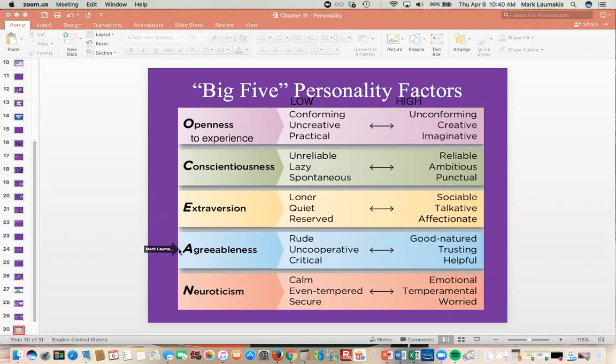Agreeableness, how easy are you to get along with? Are you good-natured or are you irritable? Low on this dimension, rude, uncooperative, irritable, right? Negativistic, grouchy, right? On the high end of this, low maintenance. You're good-natured, you're trusting, you're helpful, you're cooperative. You're easy to get along with if you're high on agreeableness, right?